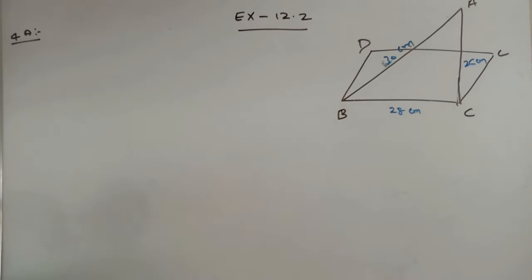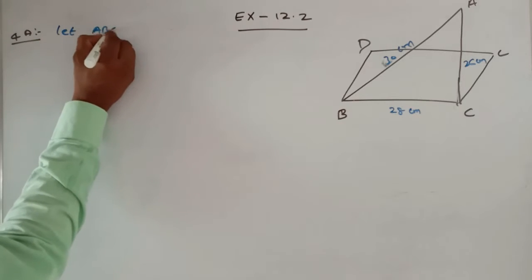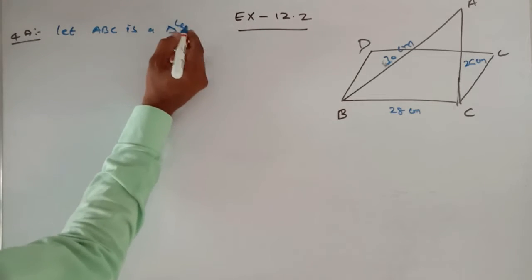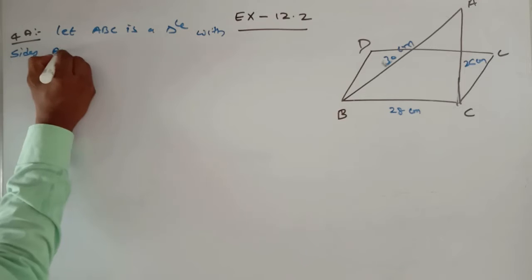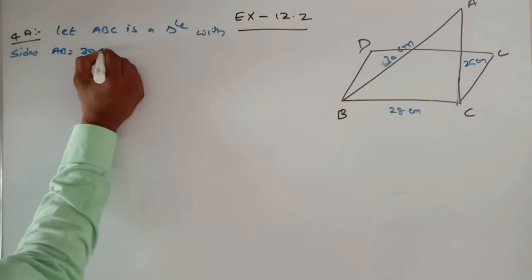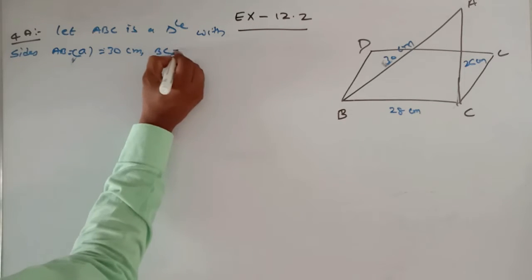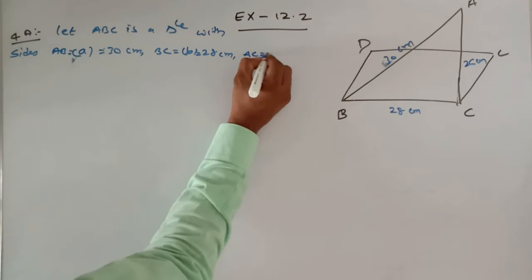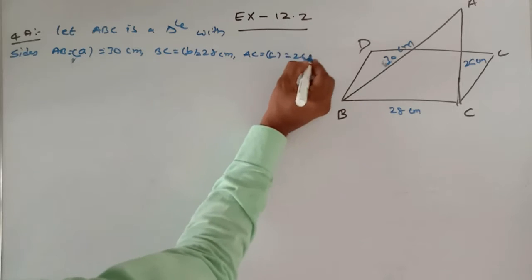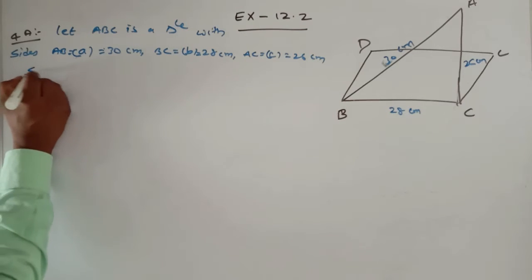So here I am taking ABC, a triangle with sides AB equal to 30 centimeters, BC equal to 28 centimeters, and AC equal to 26 centimeters. Now, clearly it is an isosceles triangle, so I am taking the semi-perimeter.